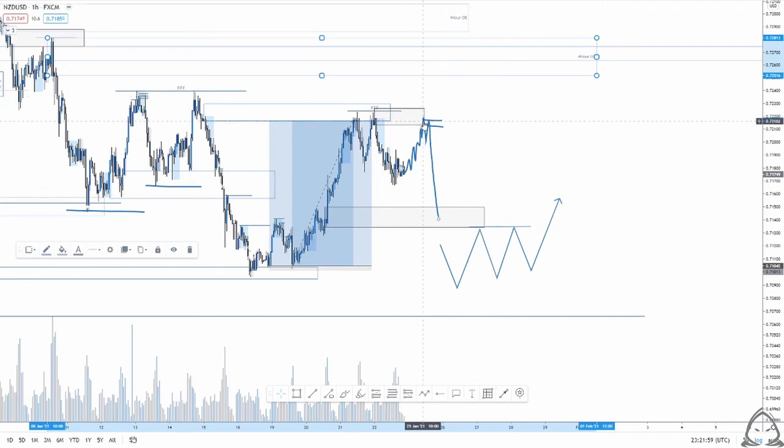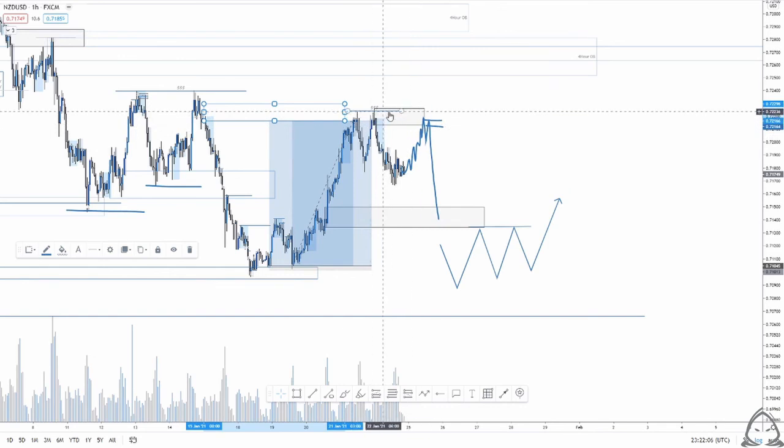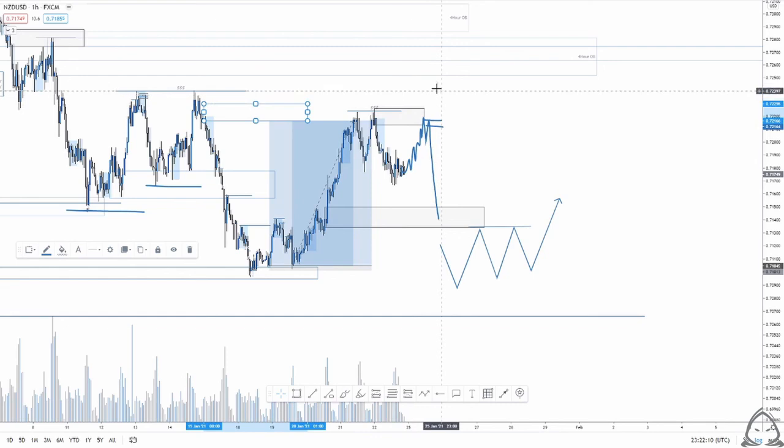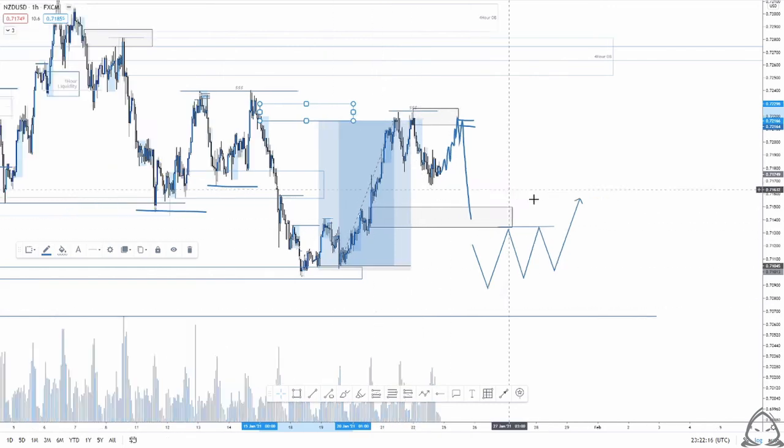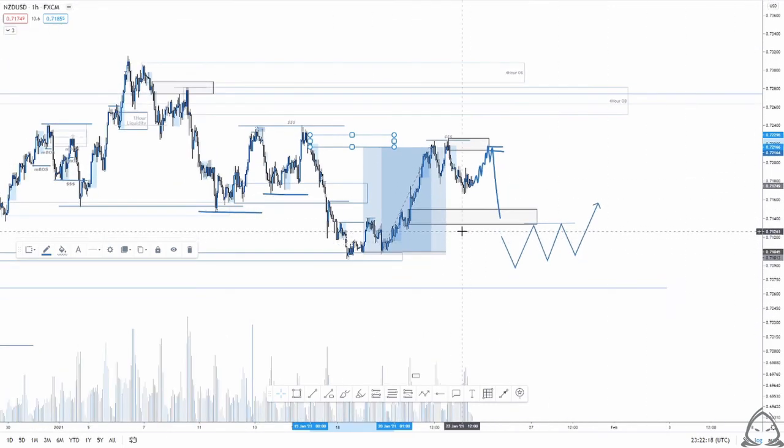And we also have this area of interest up here sitting around that 72 big round number handle to get short. But ideally I'd like to see us sweep the liquidity here, drop an OB, break a structure, tap back in, confirmation entry, move to the downside. So yeah, Kiwi dollar, looking at the week ahead, of course, 2 really nice setups there.